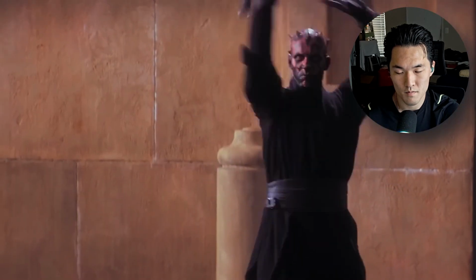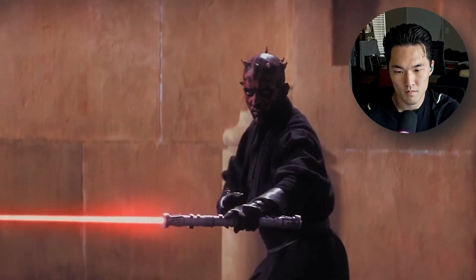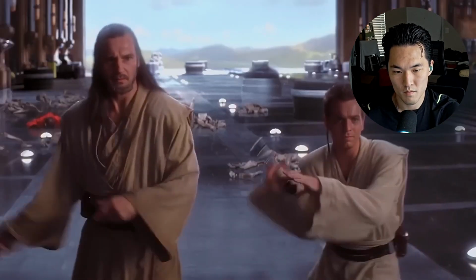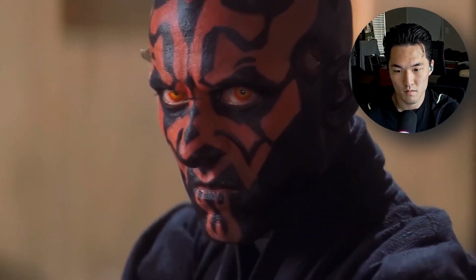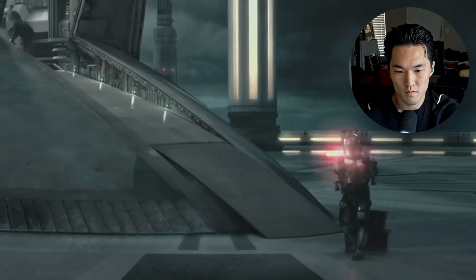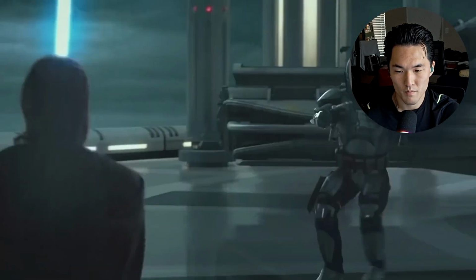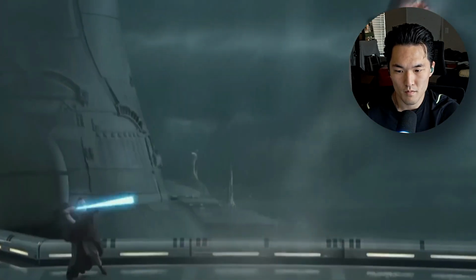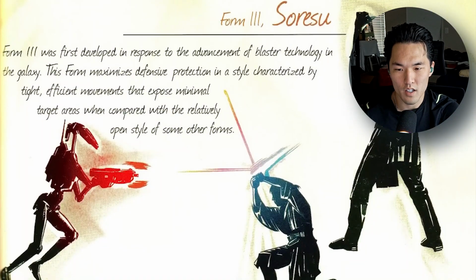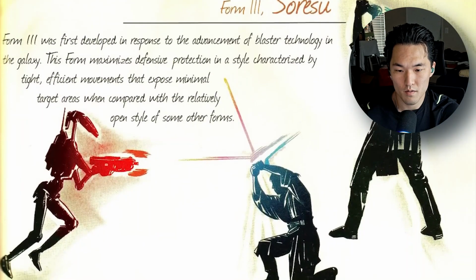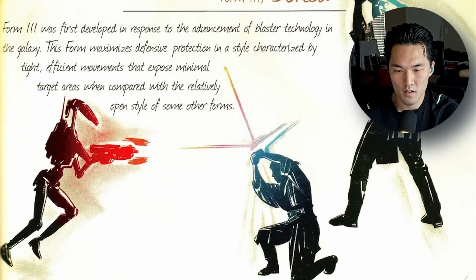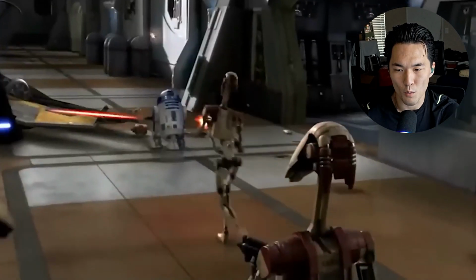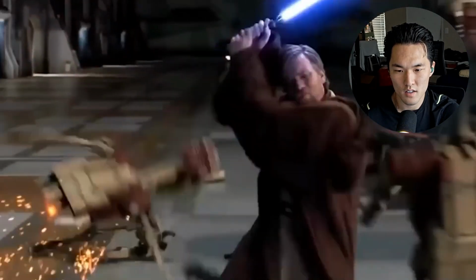Before the re-emergence of the Sith through Darth Maul, very few Jedi practiced Makashi, since it was geared towards lightsaber-on-lightsaber combat, but didn't address projectiles like blasters as proficiently as combat styles like Form 3. Form 3, Soresu, or the Resilience form, focused more on defense than attack, and was developed as blasters became more prevalent throughout the Star Wars galaxy.